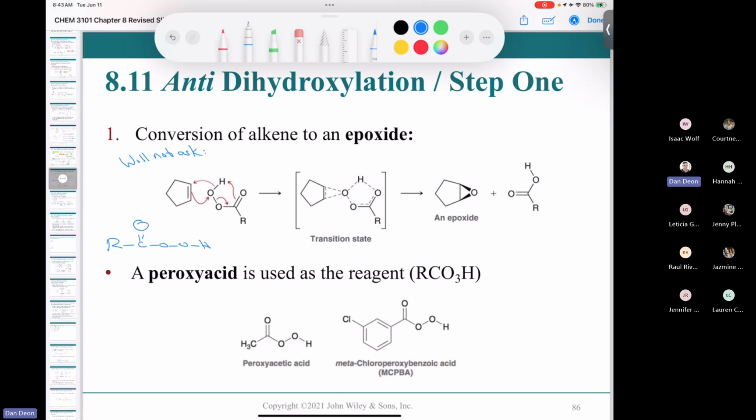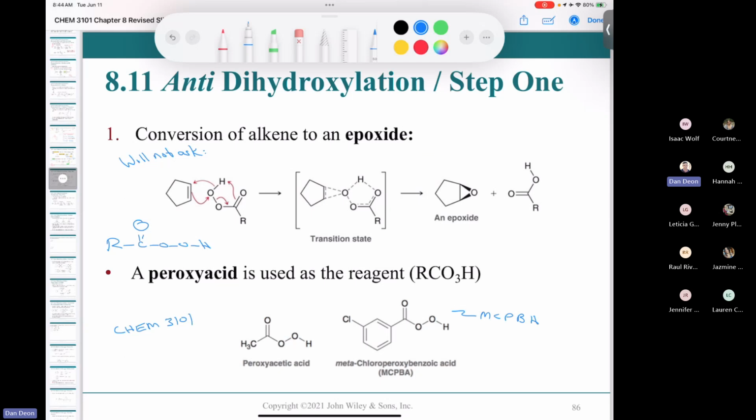There are two peroxy acids that we are interested in Chemistry 3101. One is peroxyacetic acid that you see here. If you take acetic acid and put an extra oxygen in it, that's peroxyacetic acid. And the next one is this one here. Look at this big old name, metachloroperoxybenzoic acid. The acronym that we use for this is MCPBA. I've taught the class many times, and this is usually what my students will write.